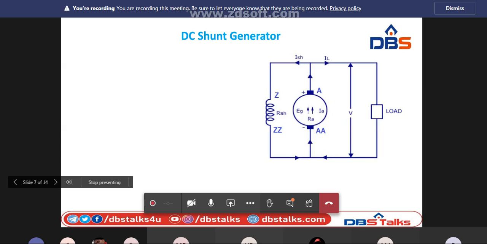Next one, shunt generator, that is a self-excited generator. Self-excited means whose field winding is excited by itself, not by an external source. Field winding excited by an external source is the separately excited DC generator. Self-excited means whose field winding is excited by itself. According to the connection of field winding, they are broadly classified into DC shunt, DC series, and DC compound. Now coming to the first, DC shunt, the most important one.